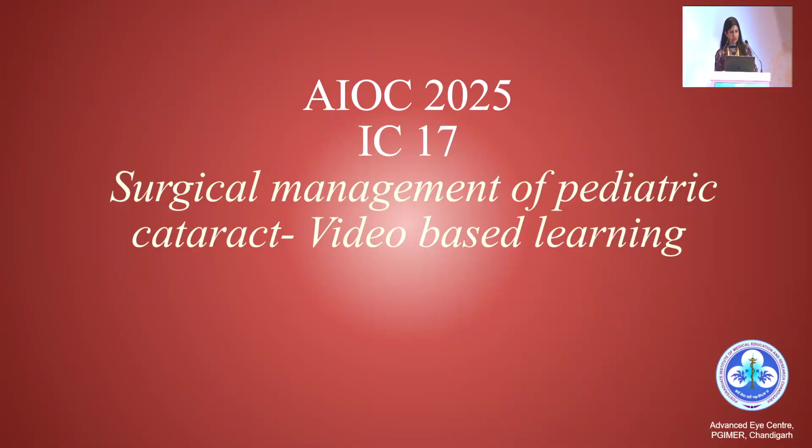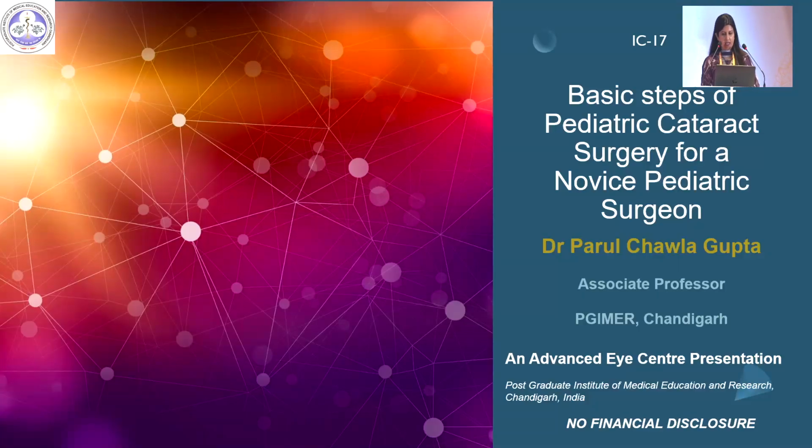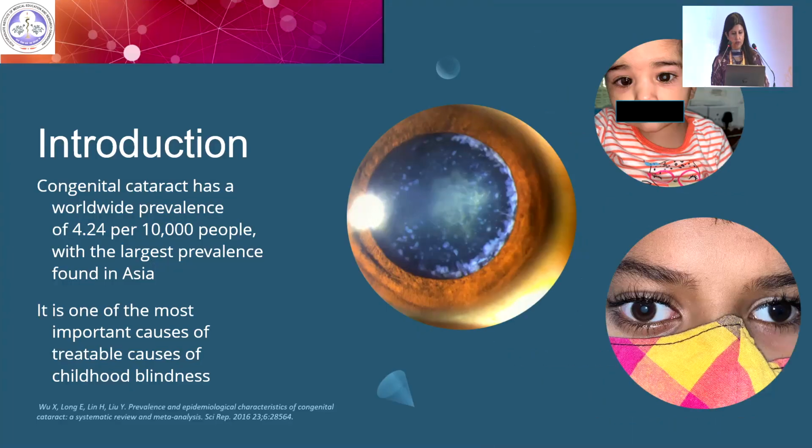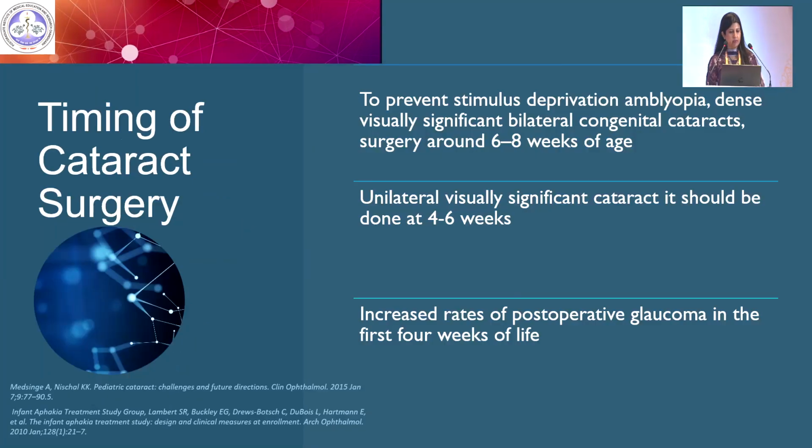I'll be starting with the instruction course. Surgical management of pediatric cataract, video-based learning. Basic steps of pediatric cataract surgery for a novice pediatric surgeon. Congenital cataract has a worldwide prevalence of 4.24 per 10,000 people, with the largest prevalence in Asia. It is one of the most important treatable causes of child blindness.